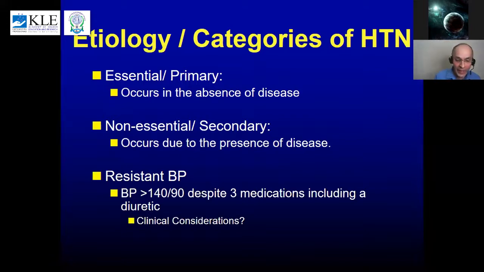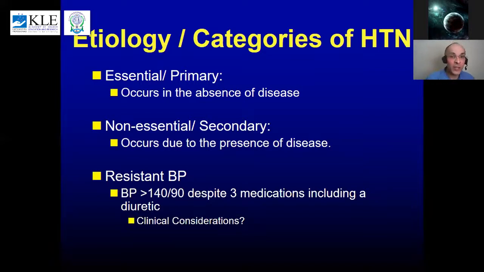So when we think about the categories of hypertension, essential hypertension is hypertension that occurs in the absence of disease. No pathology, the patient is just hypertensive for no known cause, really because something is vasoconstricting the vessel. Non-essential is caused because of some pathology like stenosis of the renal vasculature or aldosterone issues. Resistant hypertension is when the patient has a blood pressure greater than 140/90, despite being on 3 antihypertensive medications, one of which is a diuretic.